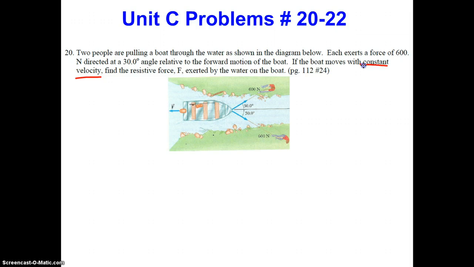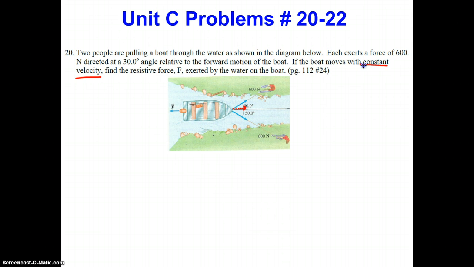water on the boat. The first thing we're going to do is take our diagram here and either sketch it on your paper or use the diagram provided. It already has the free body diagram labeled for us, but we're going to add in the components of this free body diagram, since we have forces at angles here. So we're going to start with the x components of these 600 newton forces.